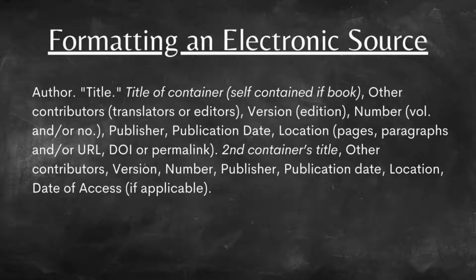Then you go through the publisher, publication date, location, pages or paragraphs that you have. And then you also include the URL or DOI or permalink there. Now, the second container's title, you most likely won't actually have that for your source. So don't worry about that too much.